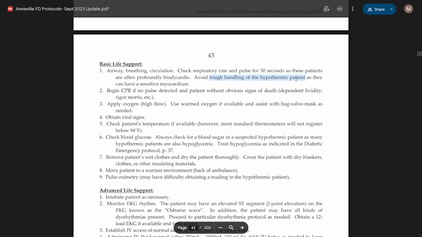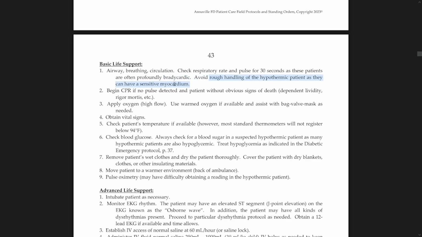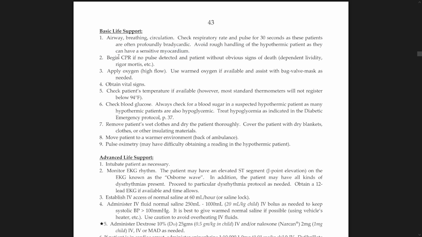Avoid rough handling of the hypothermic patient, as they can have a sensitive myocardium, which means a sensitive muscular heart tissue. Begin CPR if no pulse is detected and the patient is without obvious signs of death, such as dependent lividity or rigor mortis, and some other options too. Apply high flow O2, use warm oxygen if available, and assist with the BVM as needed.